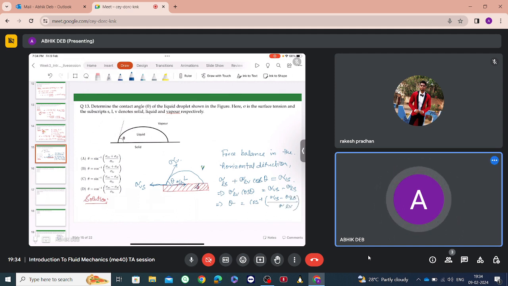So see, if we just know the surface tension coefficients between the components, we can determine the contact angle. So this is essentially option number C. No, it is option number D. Okay, so if there is any doubt in this, you can ask.